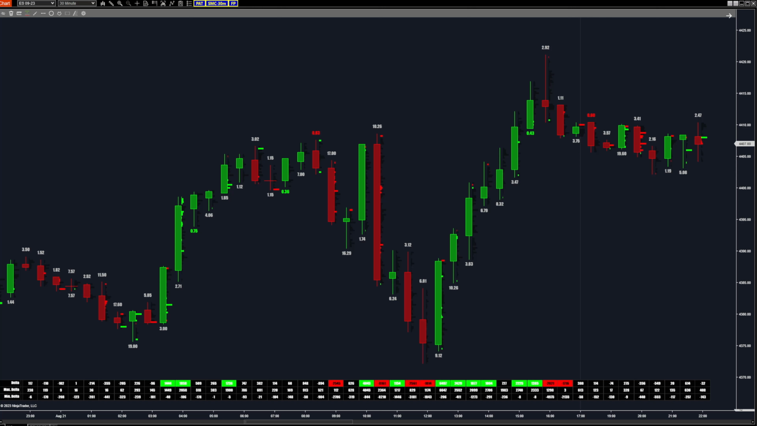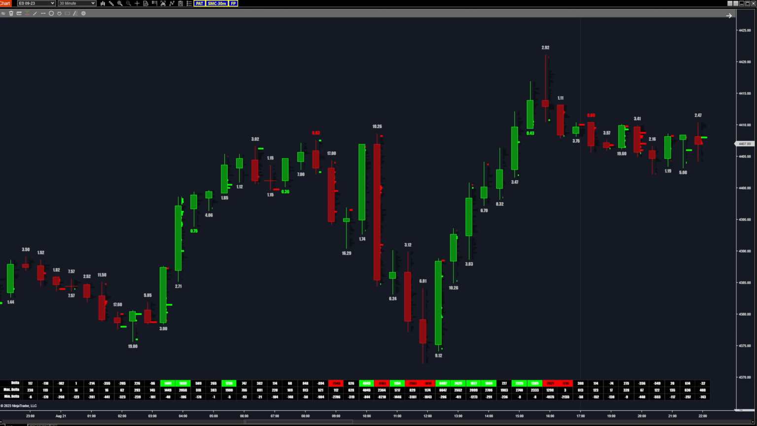The first and most important feature is the delta. This is because the delta tells us a lot of the story. It helps us recognize who is in control in the two-way auction. Delta is calculated by finding the difference between the bid and the ask. Sellers are typically represented on the bid and the buyers are typically represented on the ask.